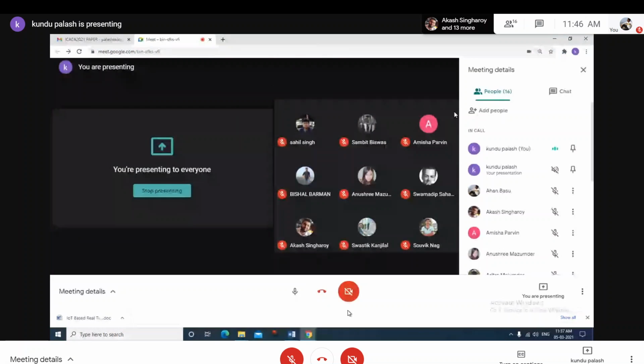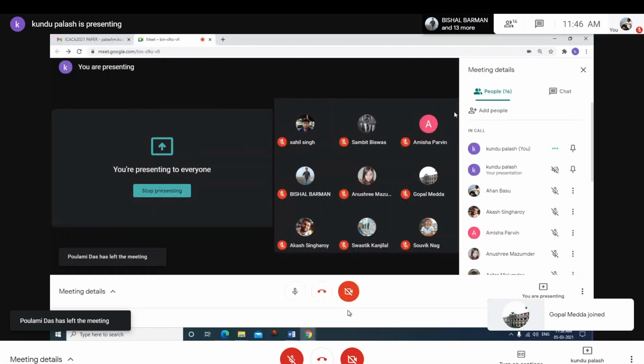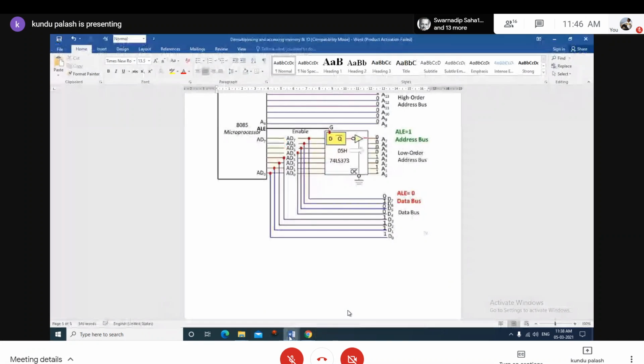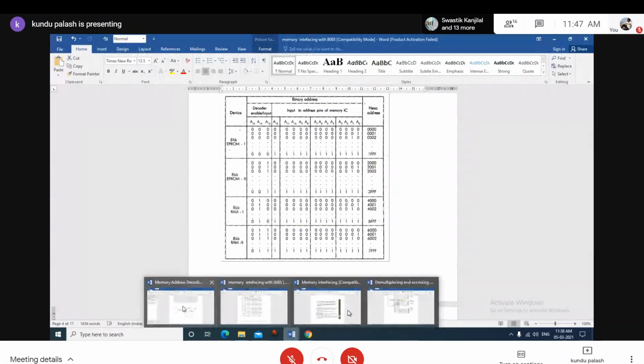In terms of memory decoding, there are two methods: absolute decoding and partial decoding. What is the advantage of absolute decoding? Memory space will not be wasted. It can be fully utilized. But no address signal lines will be left open. They must be utilized. But in partial decoding, memory address space will be wasted due to the formation of image addresses in the address map. At the same time, a lesser number of address lines will be connected. So these are the advantage and the disadvantage in respect of partial decoding and full decoding.